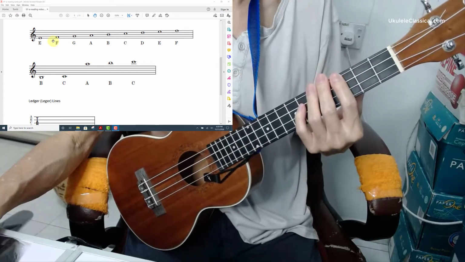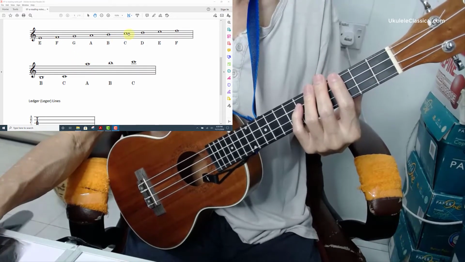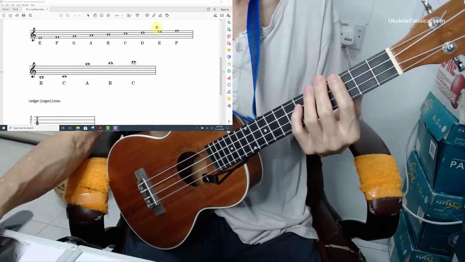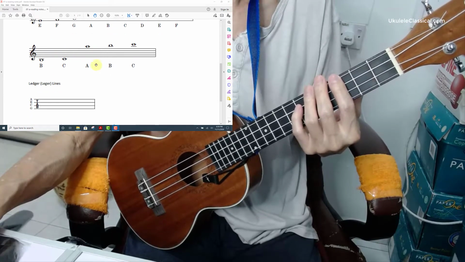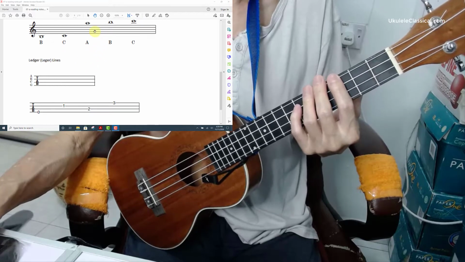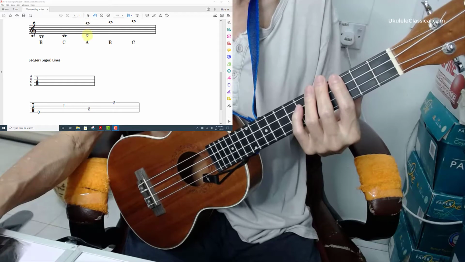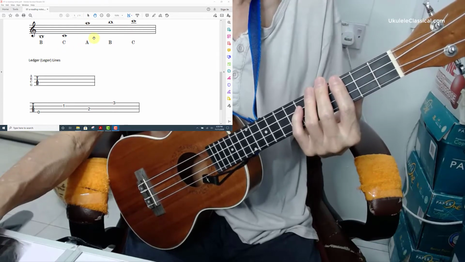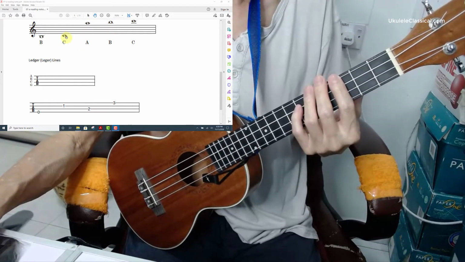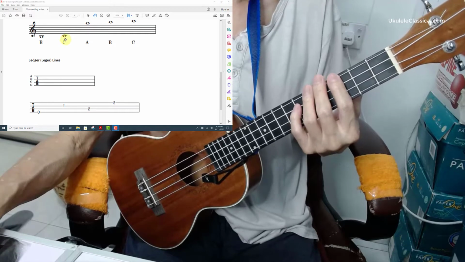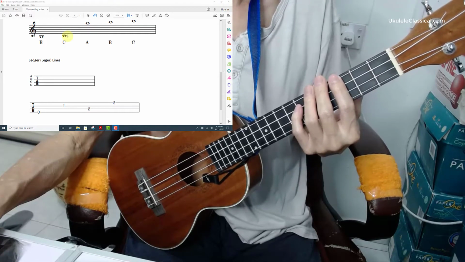Sometimes, if there are not enough lines to indicate a higher or lower note, we can draw extra lines like this. For example, to indicate a higher A, we can draw a line above the staff. Same thing with notes which are low, those below the staff, we can draw extra lines for them. These lines are called ledger or leger lines. They mean the same thing.